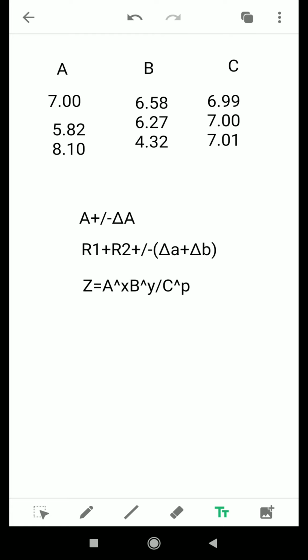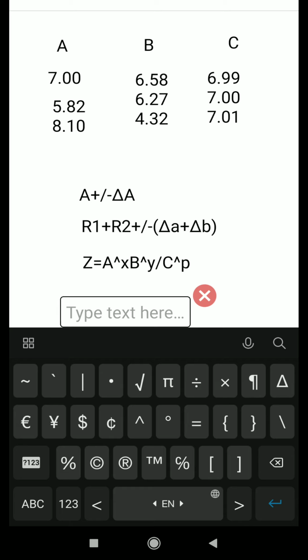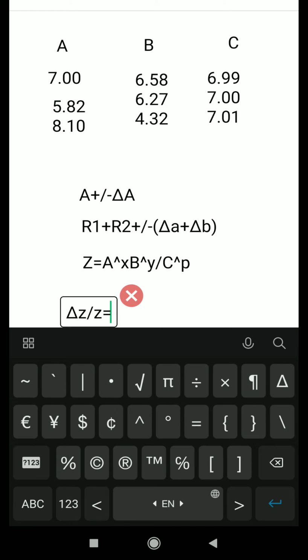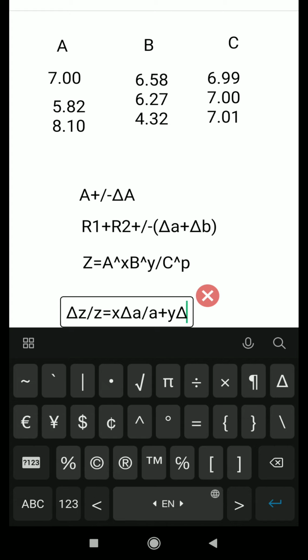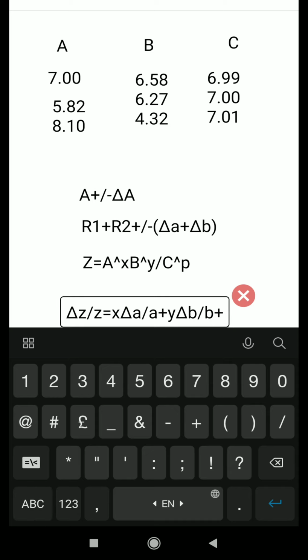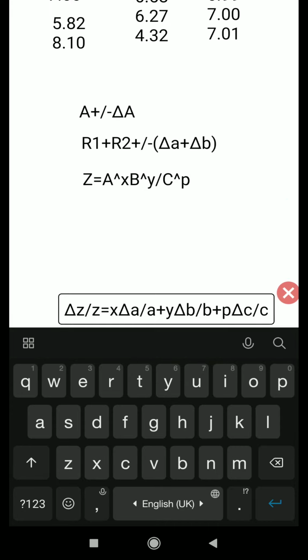So what is the relative error in measurement of Z? We write the relative error as del Z by Z. So it is del Z by Z, that equals X into del A by A plus Y into del B by B plus P into del C by C.